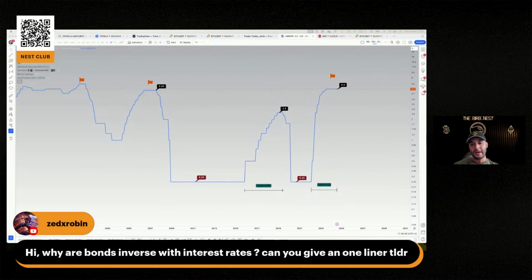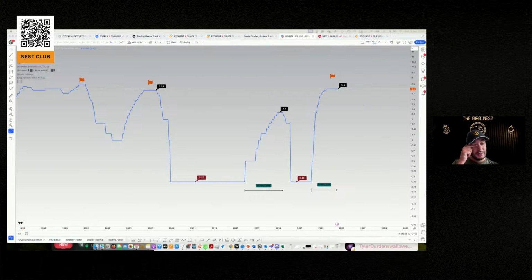That's a good question. Why are bonds inverse with interest rates? Newly issued bonds will increase in price, and because they increase in price, the yield will go down as well, because there is an inverse relationship between those two.